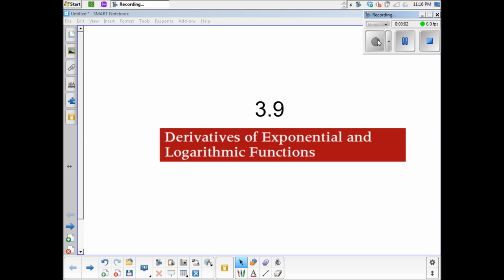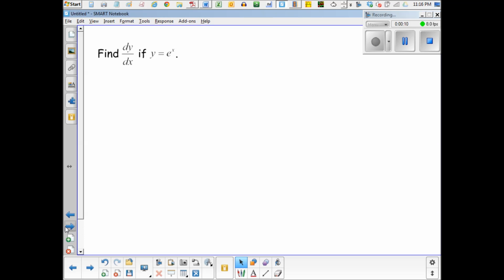Okay, welcome to section 3.9, derivatives of exponential and logarithmic functions. Let's get started. Okay, the very first question is to find dy/dx if y is equal to e to the x power.